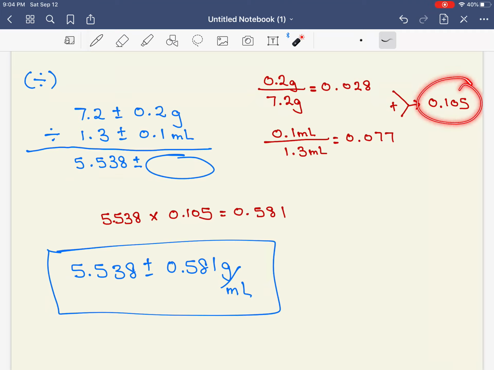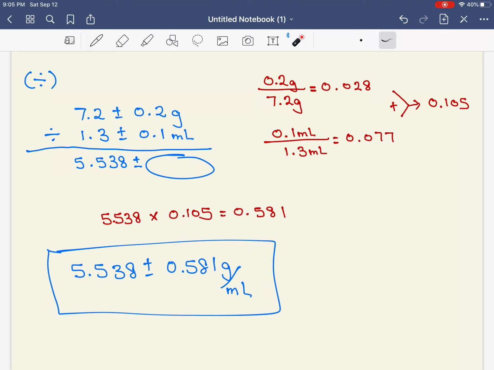A lot of students forget that. A lot of students just take this and say, oh, there you go, that's my answer. And of course, they forget that this is not a value. There's no unit in this value. If you think about it, this is just adding two relative uncertainties up. But that's not the uncertainty for 5.538. You're going to have to multiply this to this to get what the real uncertainty is going to be.